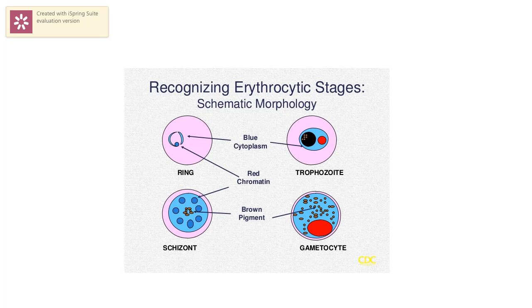And finally, when you have a slide of the gametocyte stage, it shows numerous brown structures and a single red dot-like structure or red chromatin. So the crux here is that these different stages can be recognized by special features.